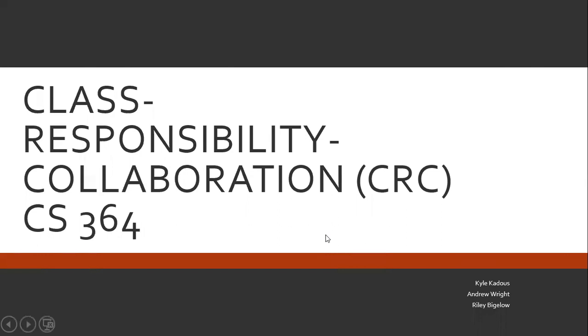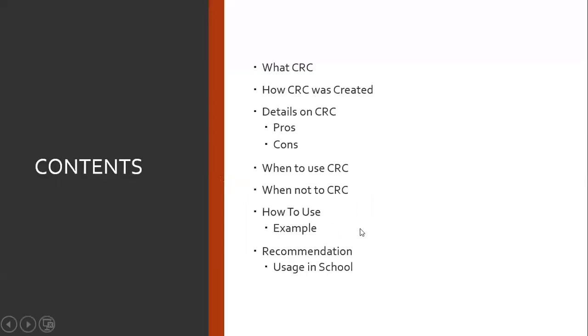And tonight we'll be going over class responsibility collaboration designs for CS364. Tonight, the contents will cover what is a CRC, how CRC was created, the details on CRC, which includes the pros and the cons, an idea of when to use CRC, an idea of when not to use CRC, how to use example, and recommendation for the class, and a helpful hint of usage in school.